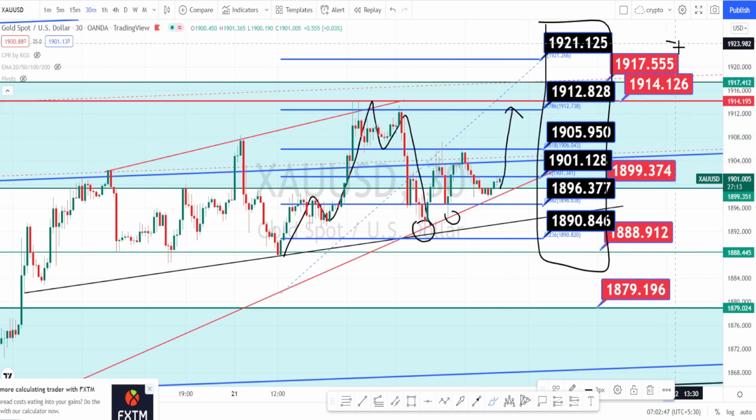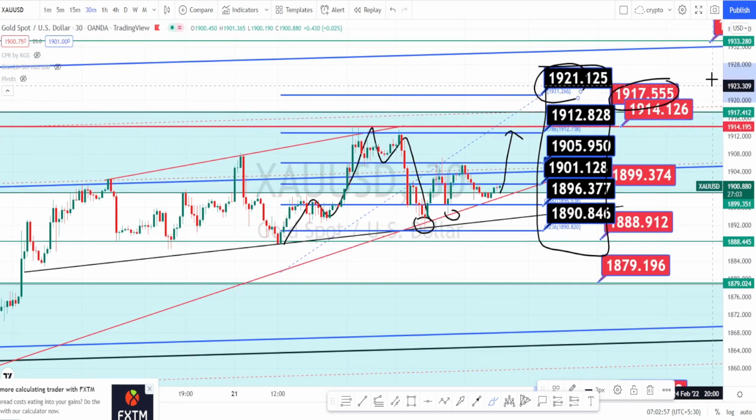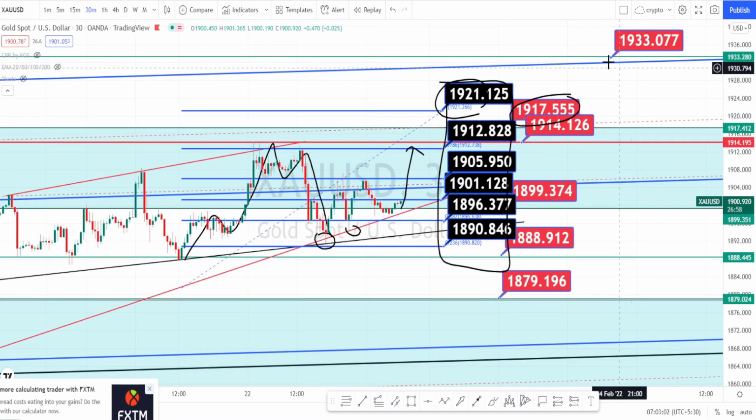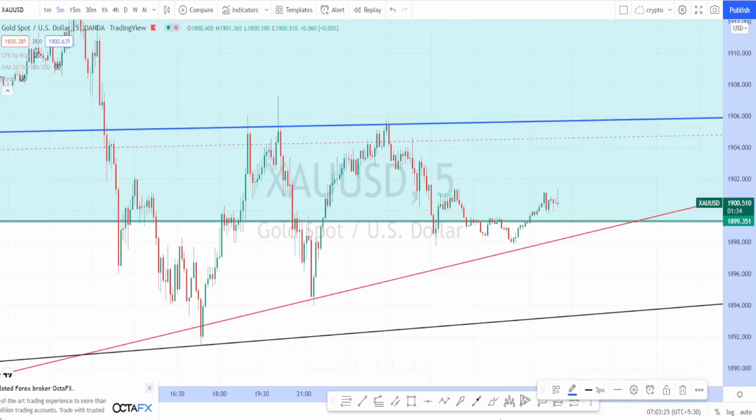If the price action breaks this resistance level of 1917, the next level of resistance is going to be around 1921, and if it breaks this resistance level, we have the next level of resistance from the higher time frame, which is going to be around 1933. And currently the price action is still in a very nice bullish trend. Let us do the analysis in 5 minutes time frame. I am in 5 minutes time frame now.